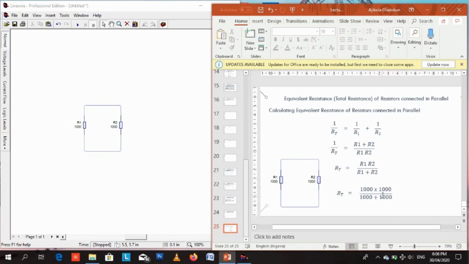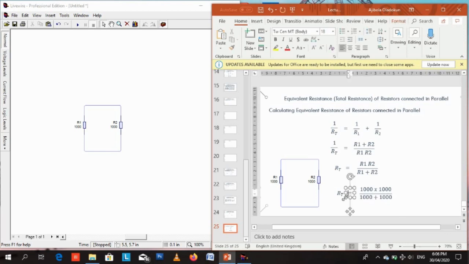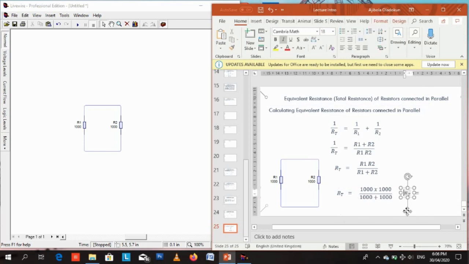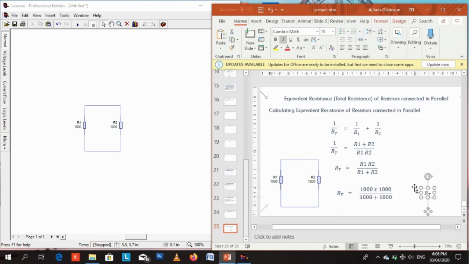that will be the equivalent resistance. That will be the total resistance. So let's do that. So we have 1000 multiplied by 1000 over 1000 plus 1000 equals RT. So what is our RT? RT, total resistance, like I said before, or equivalent resistance.